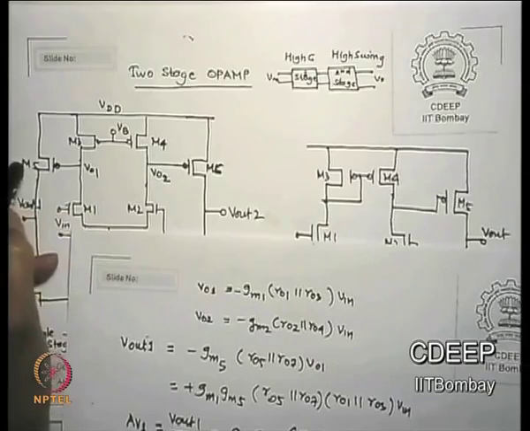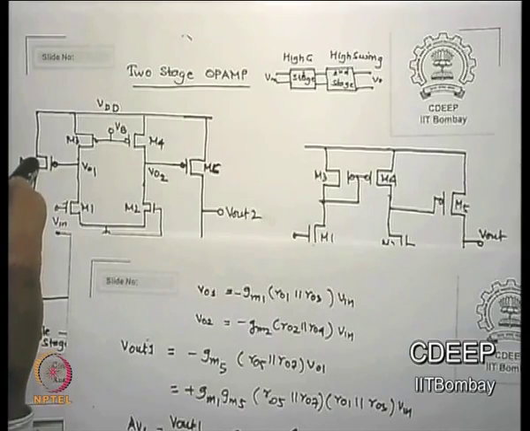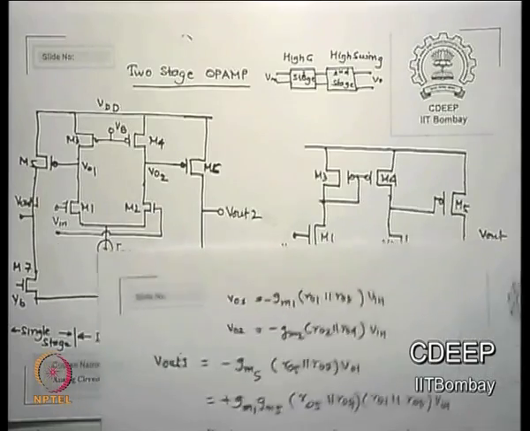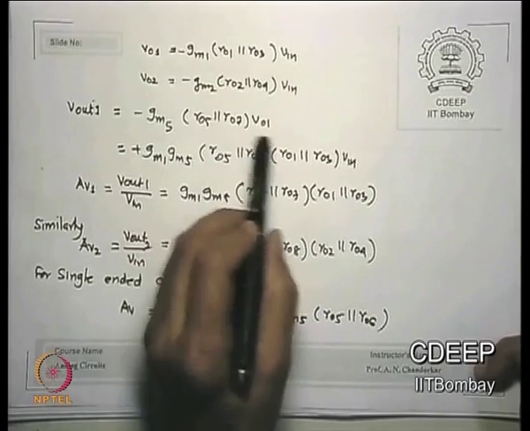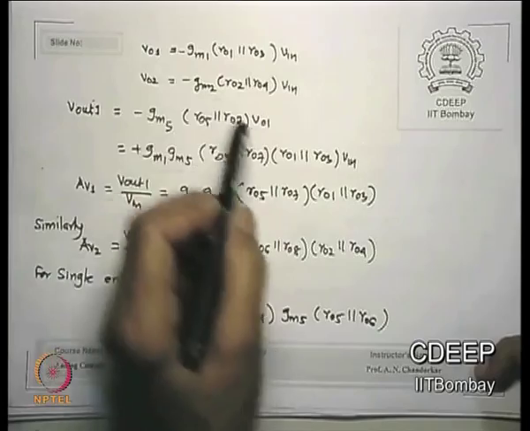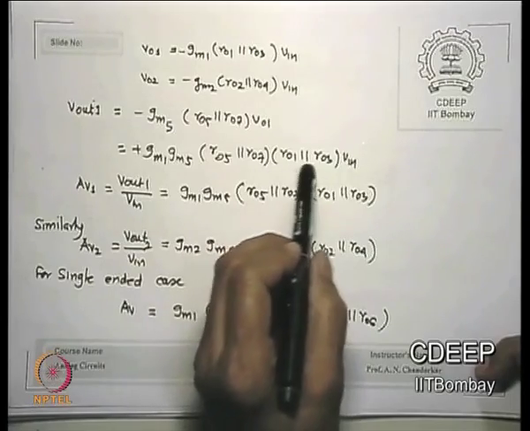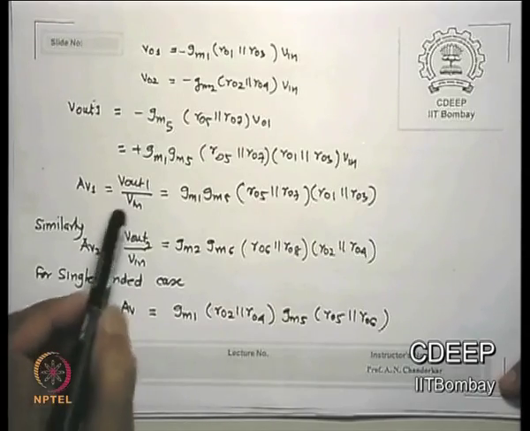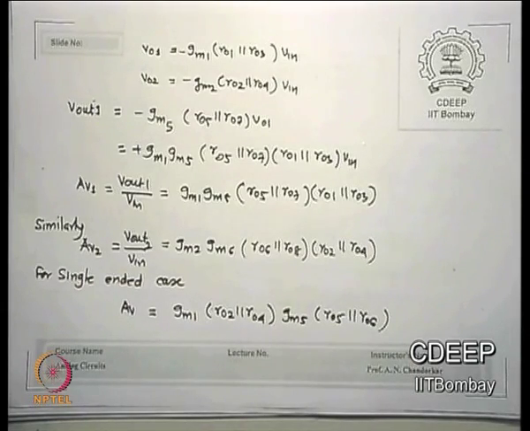Then what is Vout? Vout1 has VO1 as the input, and that is GM5 into the parallel combination of RO5 and RO7. So Vout is GM5 RO5 parallel RO7 into VO1. Substitute VO1 from here, and you get GM1 GM5 RO5 parallel RO7 RO1 parallel RO3 into VIN. So the gain is Vout1 by VIN, and similarly Vout2 will be the same if the GMs are the same, Vout by VIN. So these are the 2 voltage gains.